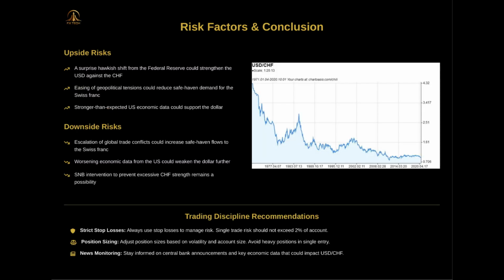Before implementing our trading recommendations, it's essential to understand the key risk factors that could impact USD CHF. Upside risks include a potential hawkish shift from the Federal Reserve, easing of geopolitical tensions, reducing safe haven demand for the Swiss franc, and stronger than expected US economic data. Downside risks involve escalation of global trade conflicts, increasing safe haven flows to the franc, deteriorating US economic data, and possible SNB intervention.